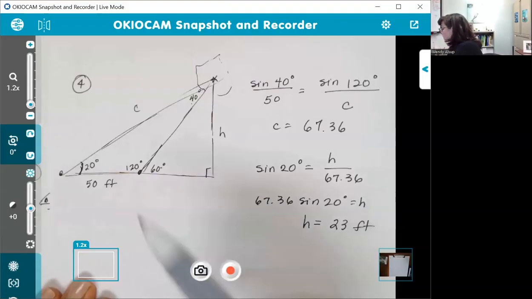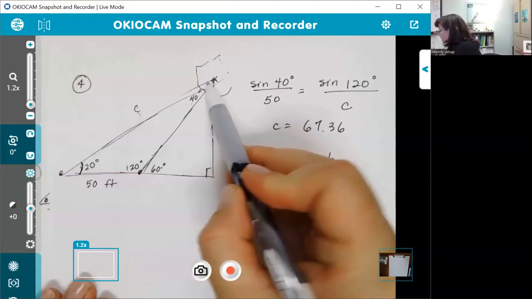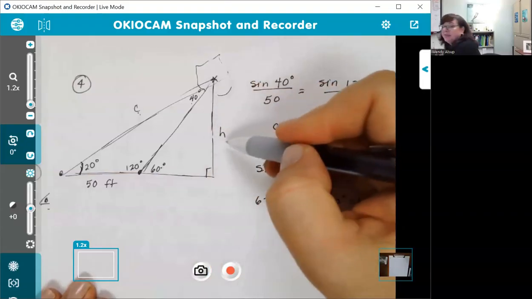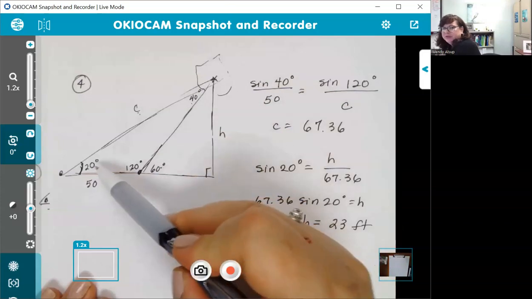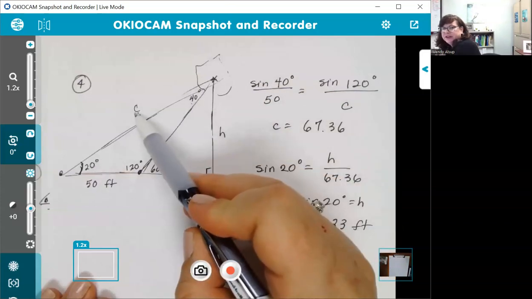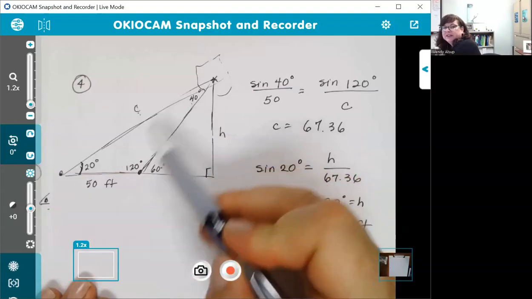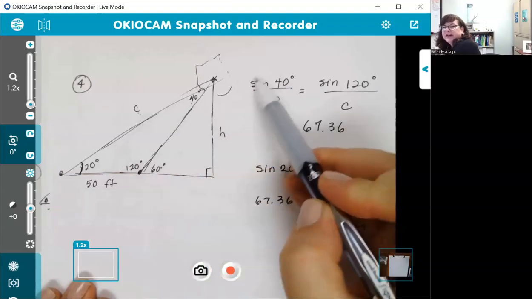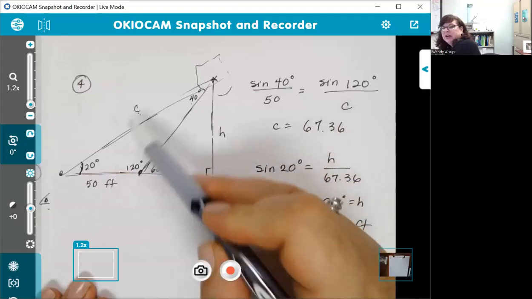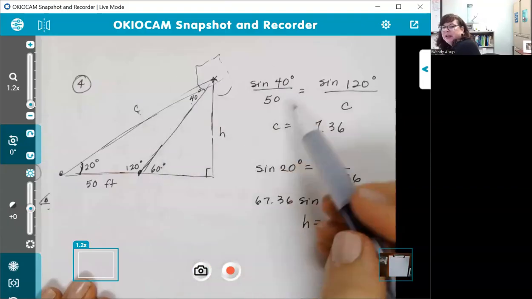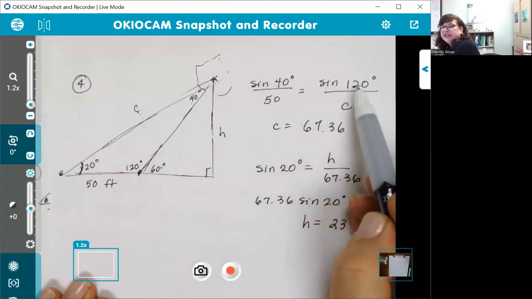But what I really need to find is this C value so that I can then find the H for this larger triangle. But I can use these measures to find the C value here using the law of sines. So the sine of the 40 is in relation to the 50. Sine of 40 is to 50 as the sine of 120 is to C.